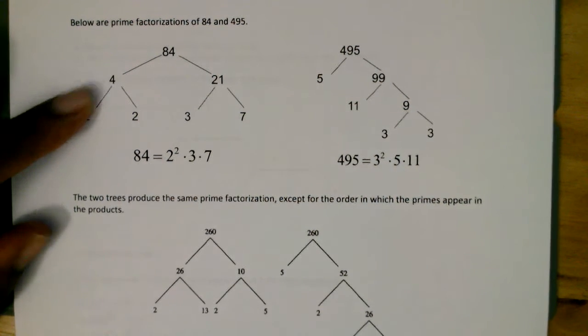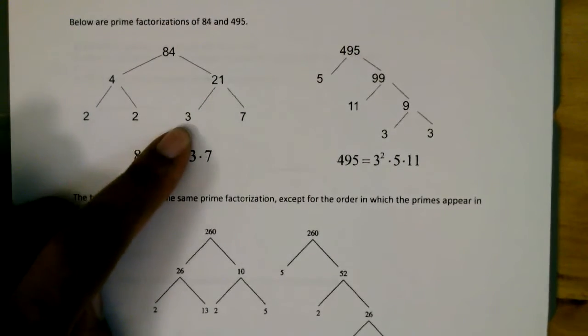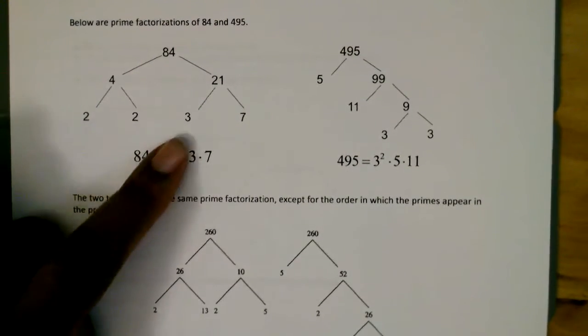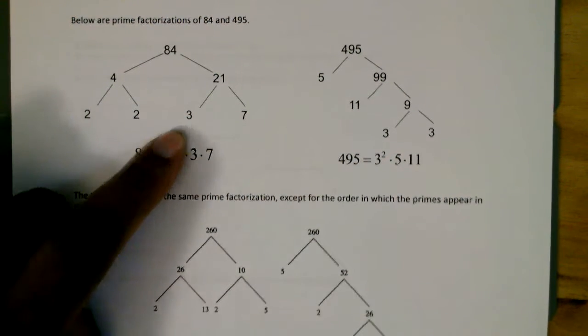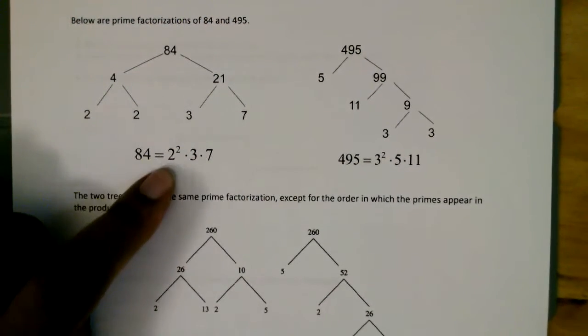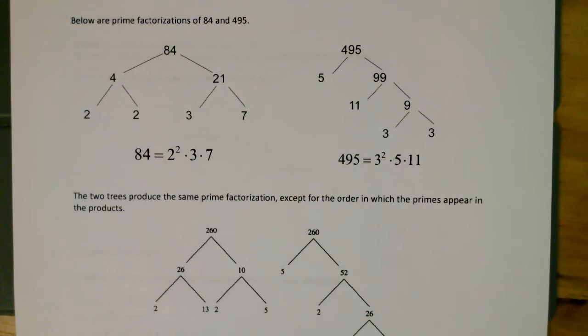So we can write 4 as 2 times 2. And also 21 can be written as 3 times 7. 2, 3, and 7 are prime. So 84 would be 2 times 2 times 3 times 7. But 2 times 2 can be written as 2 to the second, then times 3 times 7.